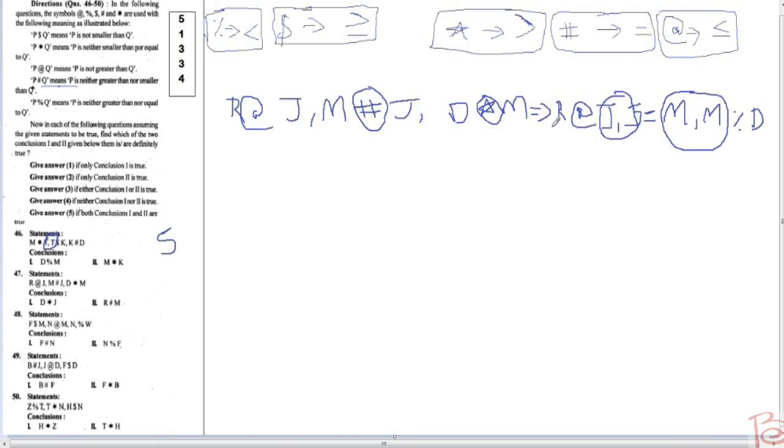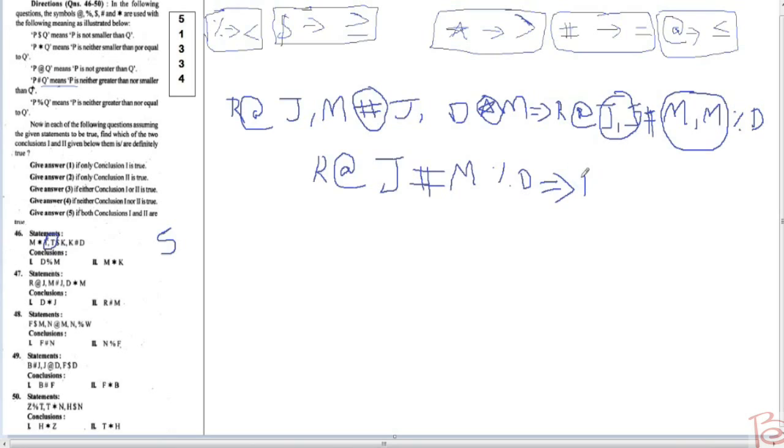First convert the statement into orderly manner, then you can write the statement r at j. Since both are in orderly fashion, we can write it as it is. So I'm going to write the symbol as hash. Okay, then m percentage d. Okay, this is the single statement.